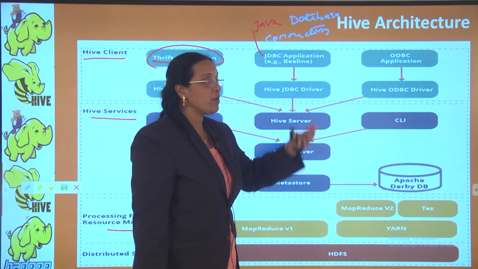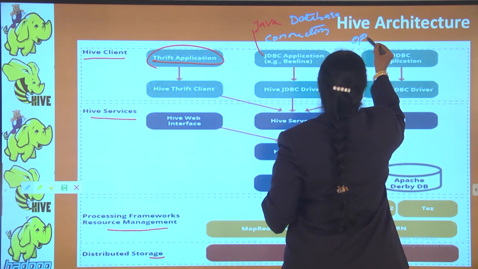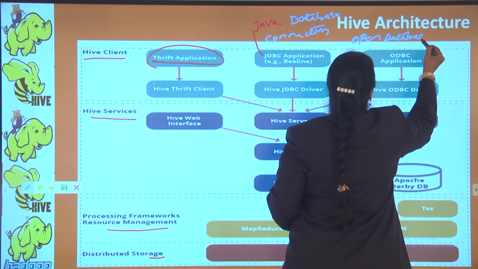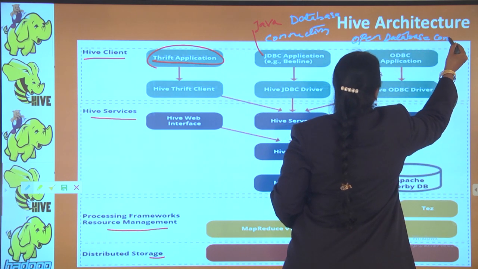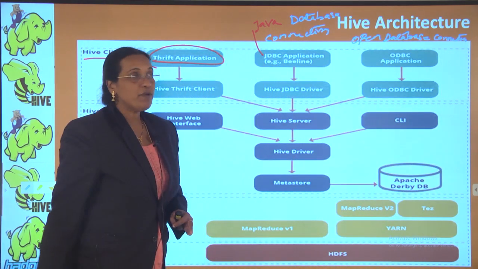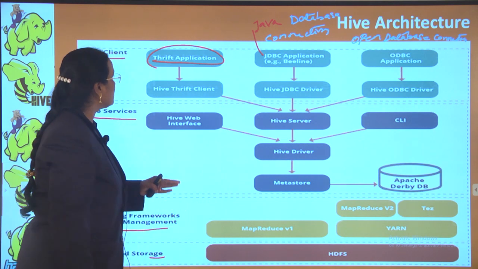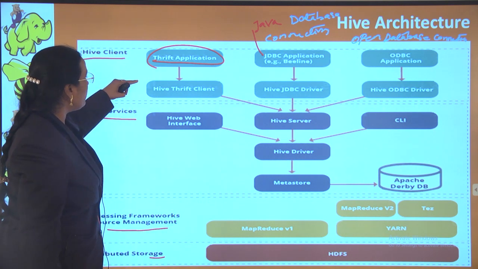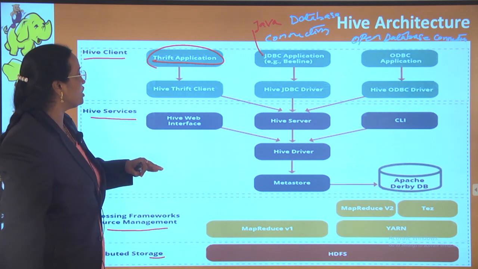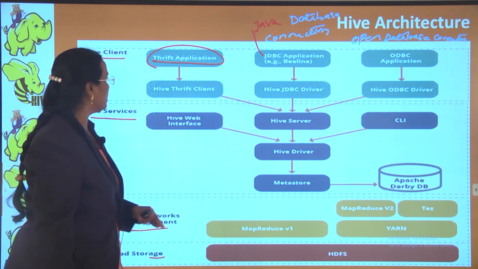And we have ODBC. ODBC stands for Open Database Connectivity. So ODBC applications make use of Hive ODBC drivers. That means the Hive client works in 3 different fashions, that is called as a thrift application is one, JDBC application is one, and ODBC application is one.